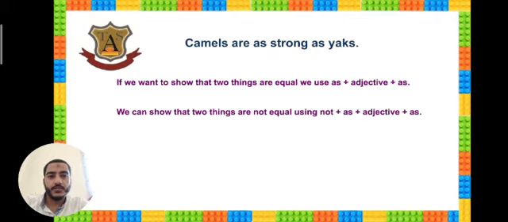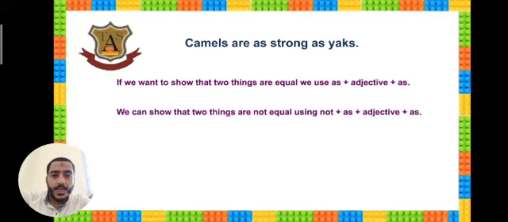I want to show that camels and yaks are not equal. Camels are not as strong as yaks. So we add the word not after the verb to be and before as. Okay? Camels are not as strong as yaks.